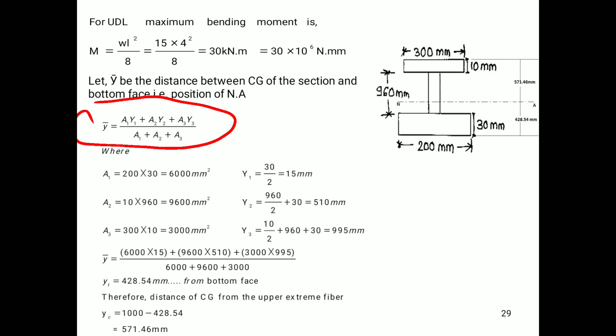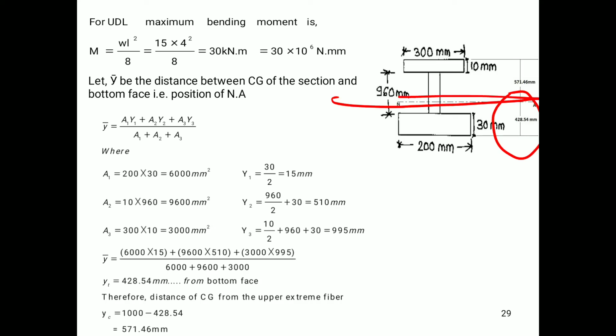As we have found the value of the neutral axis with respect to the bottom face, it is in tension. Therefore this is yt, which is equal to 428.54 mm, and this value we have shown in this figure also. This is the position of the neutral axis from the bottom face.